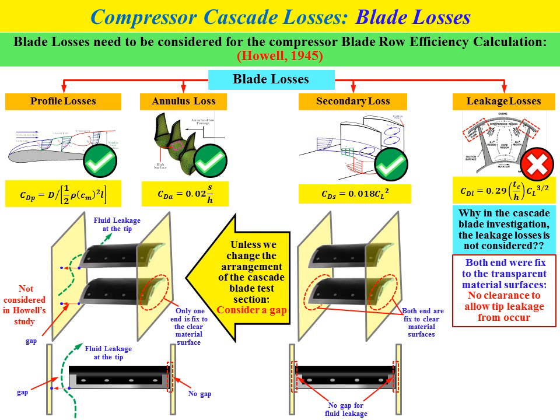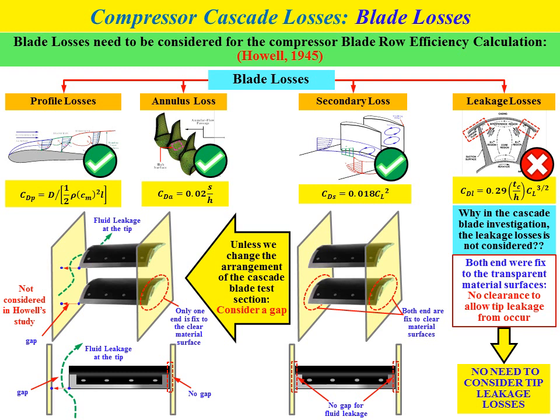However, this condition is not considered in Howell's study. That's why in Howell's investigation, he does not consider leakage losses for his compressor cascade blade investigation. So Howell considers only profile losses, annulus losses, and also secondary losses.